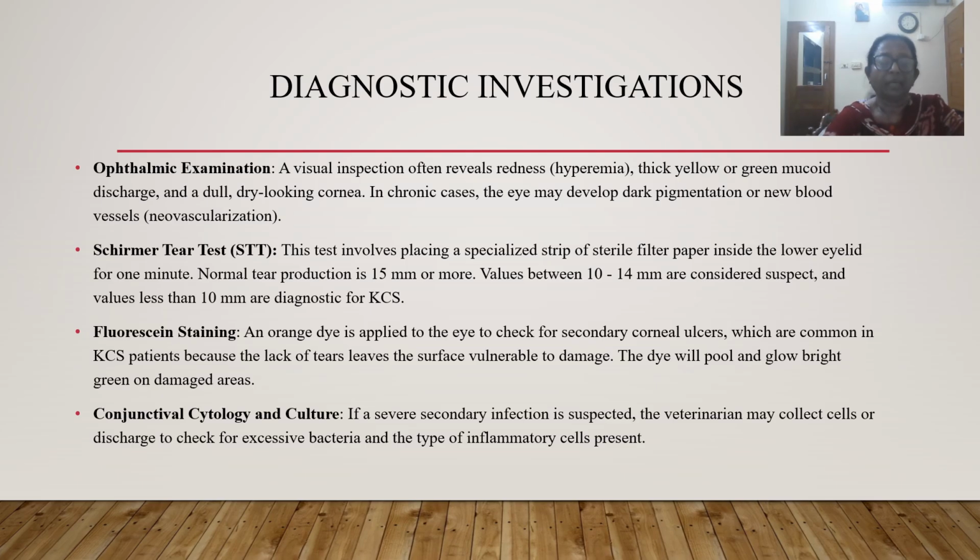And fluorescein staining: an orange dye is applied to the eye to check for secondary corneal ulcers, which are common in these patients because a lack of tears leaves the surface vulnerable to damage. The dye will pool and glow bright green on damaged areas. And conjunctival cytology and culture: if a severe secondary infection is suspected, the veterinarian may collect cells or discharge to check for excessive bacteria and the type of inflammatory cells present.